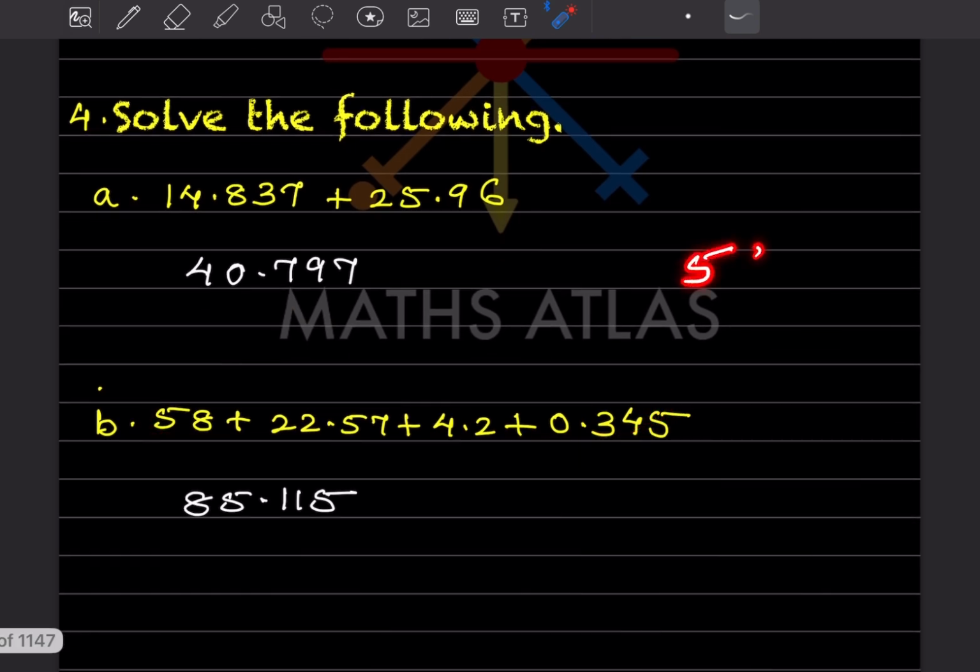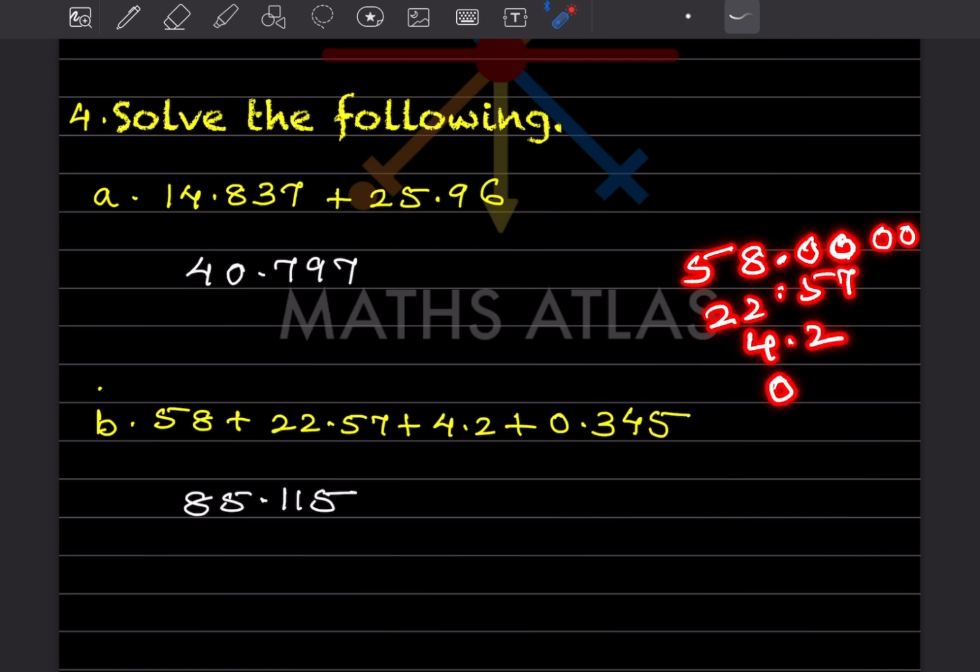58 means it will be 58.00. You can put any number of zeros. That is not going to change the answer. So putting the zeros after the decimal doesn't change the answer. You can put any number of zeros. So now here will be 22.57. See, the point should be below that point. Then it is 4.2, and here 0.345. Hope this is clear to you.